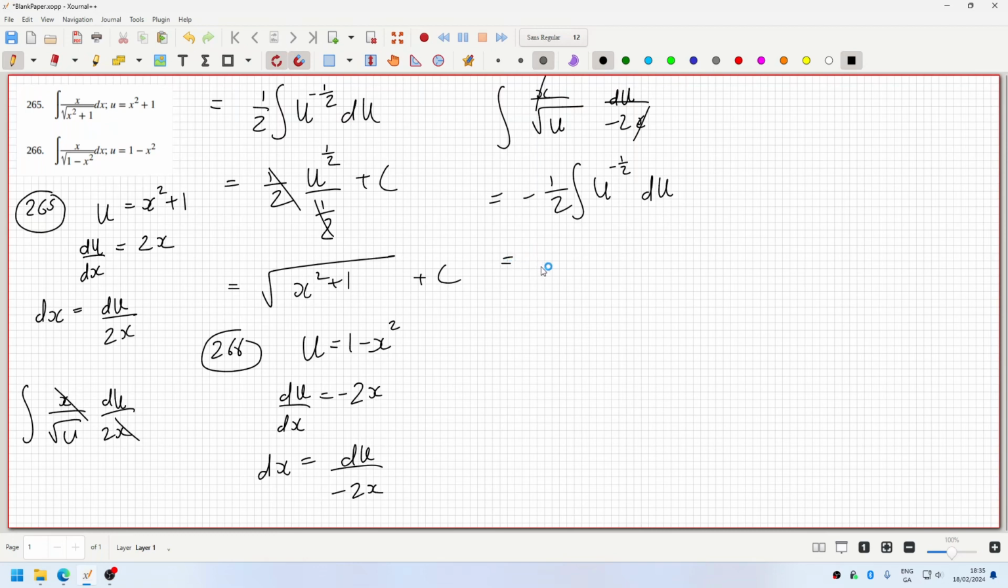Looks very similar, doesn't it? So that's minus a half. Increase the power by 1. Divide by the new power. So that's minus u power a half plus c actually. So that's minus root 1 minus x squared plus c.